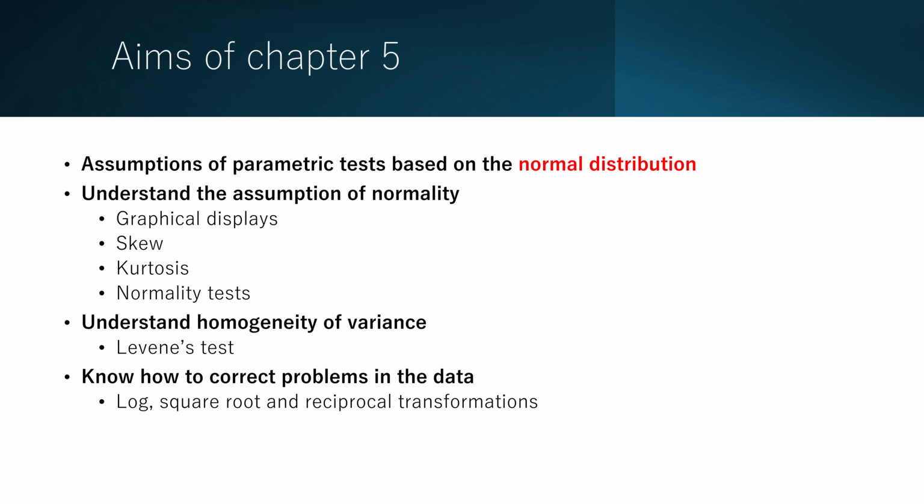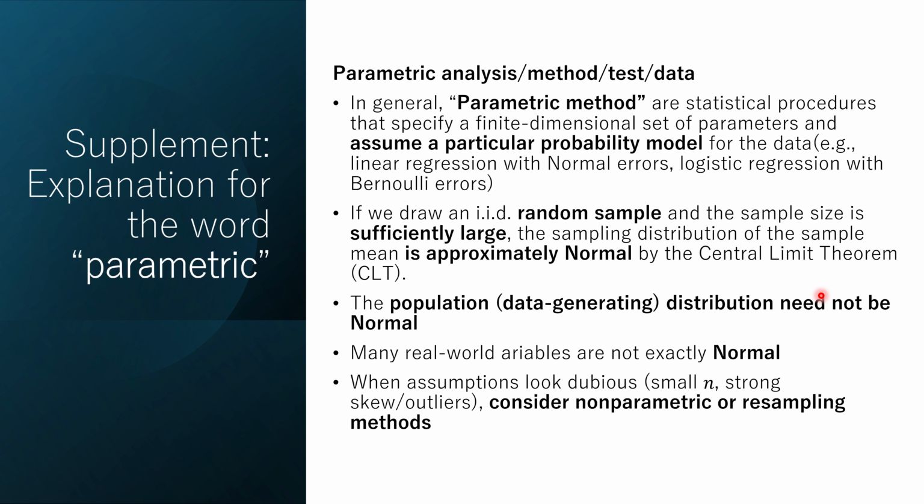and so on. Okay, next, I would like to add a supplemental explanation for the word parametric. A parametric method is one that assumes a specific probability model for the data and has a set of parameters, like the mean and variance. Examples are linear regression with normal errors and logistic regression with Bernoulli errors.